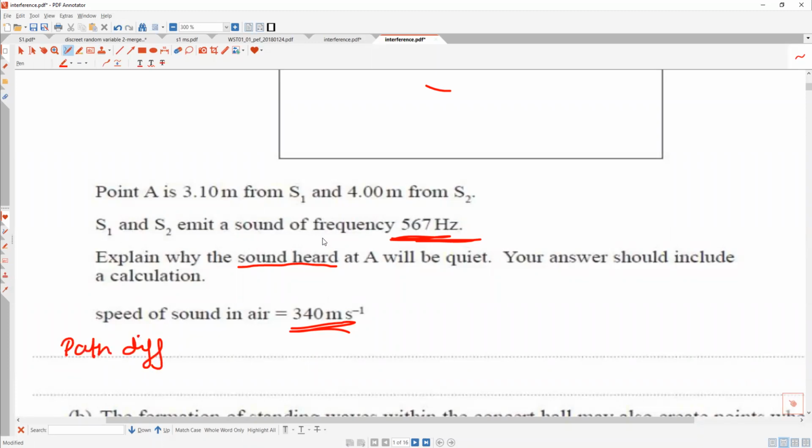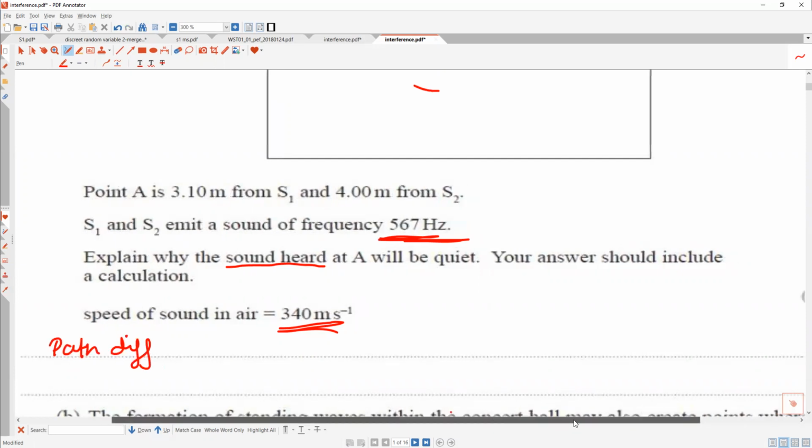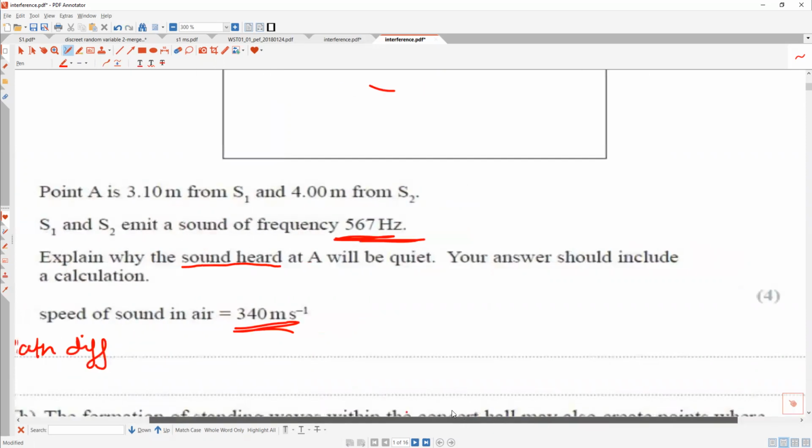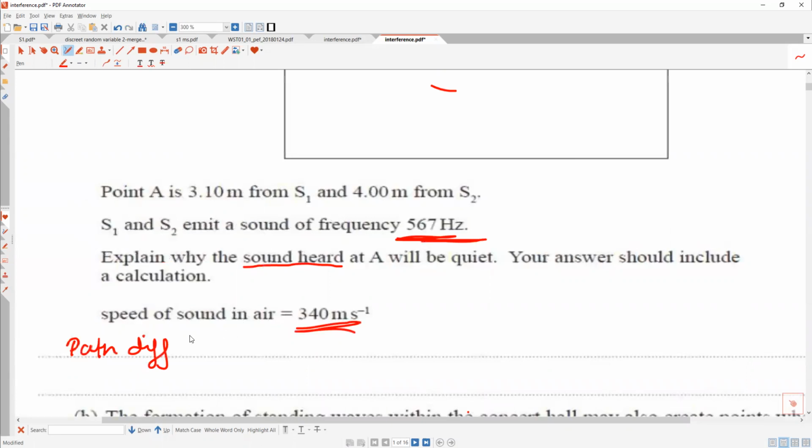I'm explaining that now. How much mark is it, by the way? 4 marks. The amount of lines they gave is less. So the path difference is 4 minus 3.10. How much is it? 0.90 meter.